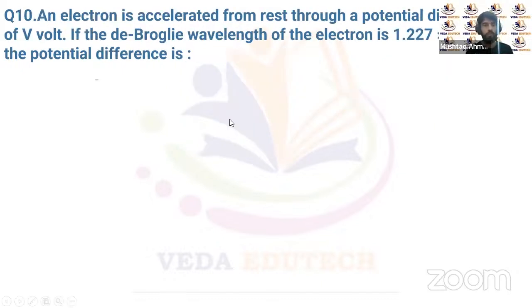So let's move on to question number 10. An electron is accelerated from rest through a potential difference of V volt. If the de Broglie wavelength of the electron is 1.227 times 10 to the power minus 2 nanometer, so this is the de Broglie wavelength of the electron, that's 10 to the power minus 9.